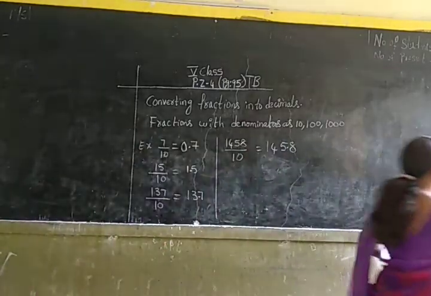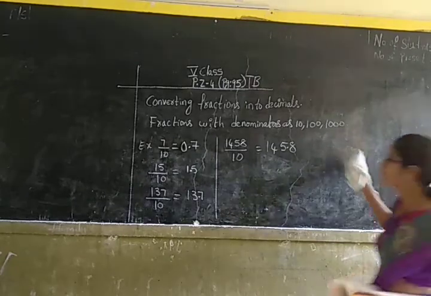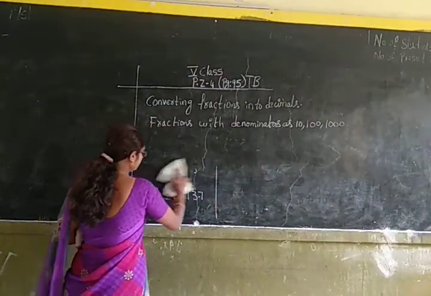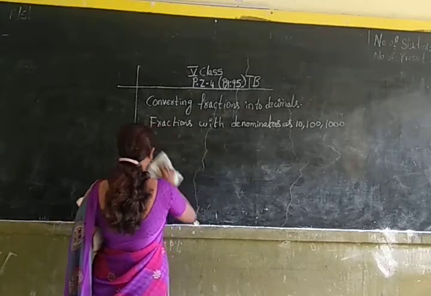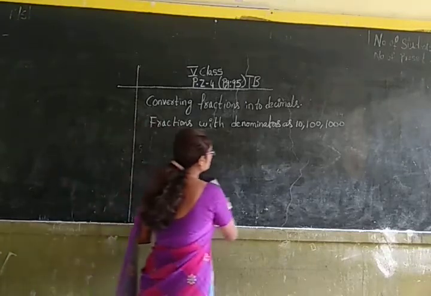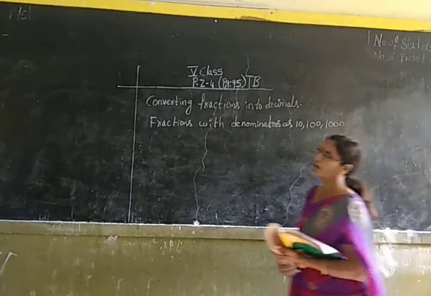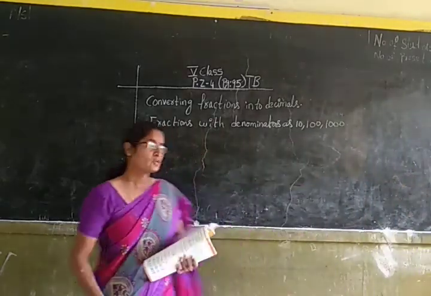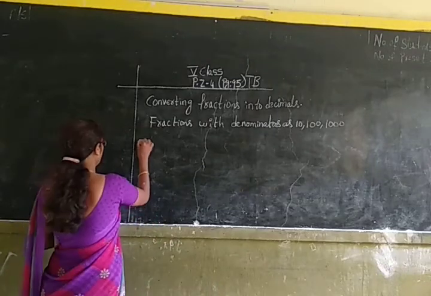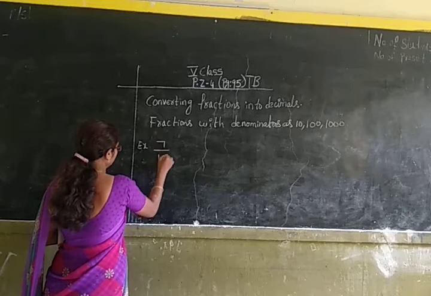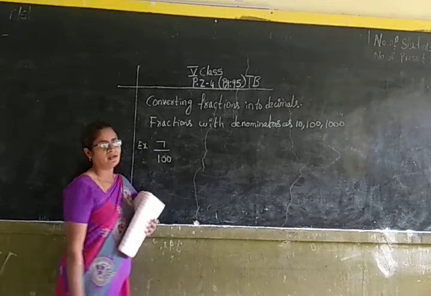Now let us learn how to convert a fraction with denominator 100 into decimal. I have shown how to convert a fraction with denominator 10 into decimal. Now let us take an example of 7 by 100.